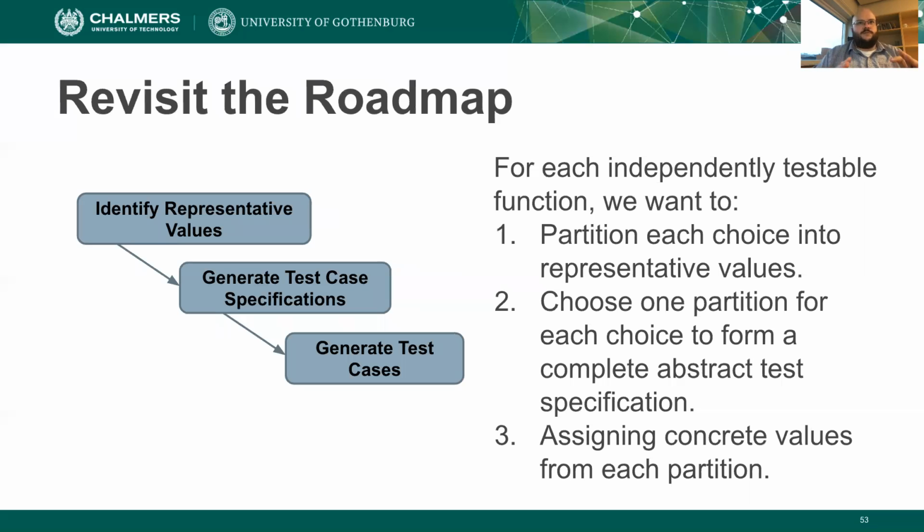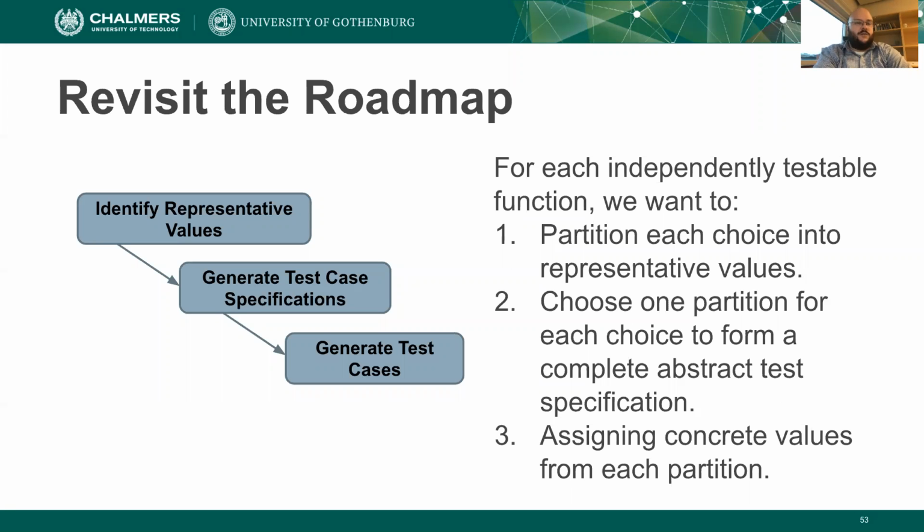So here's where we are so far. For each of these independently testable pieces of functionality surfaced by the interface we're testing through, we want to identify the choices we make when we're testing that. And then for each of those choices, we identify the representative values for that choice, right? Chop up the input space, the different partitions. So now we have each individual choice partitioned.